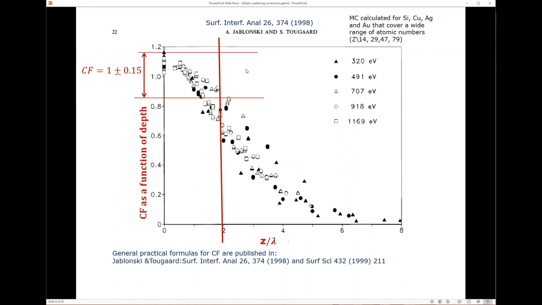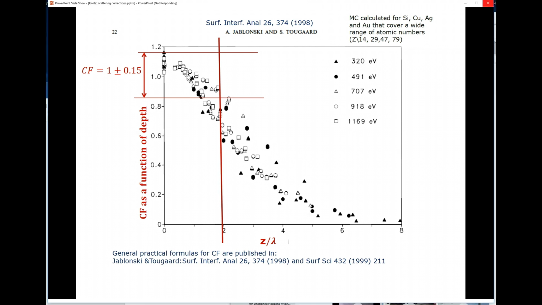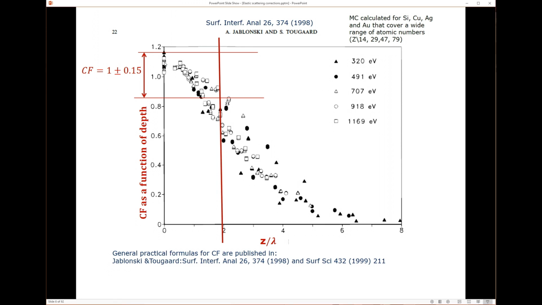What you see is that for shallow layers, the correction factor is actually larger than 1. It's 5 to 10%, 5 to 15%. This comes about because the electrons in the overlayer, if it's a very thin overlayer, can be backscattered from the substrate. So you actually get more electrons than if the substrate was not there, because of the backscattering. And here we have the region of this competing effect.